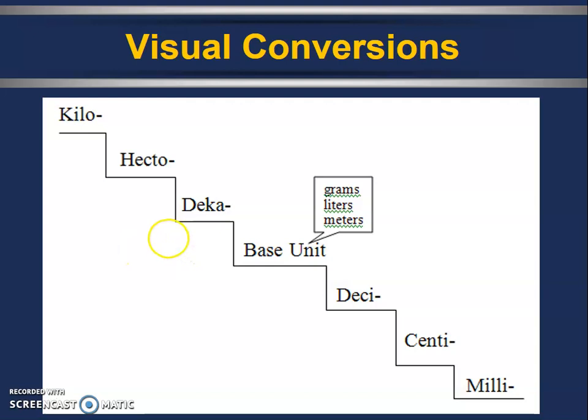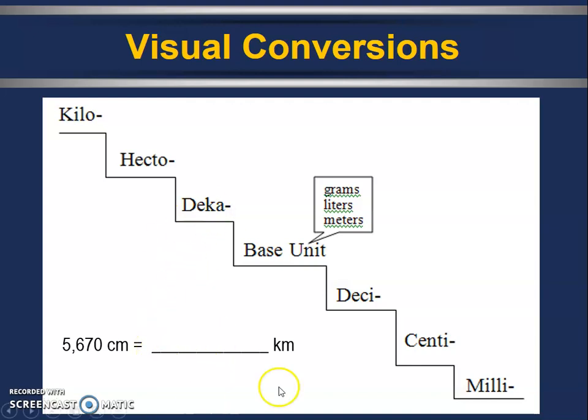Okay, so for example, let's say that I am told that something is 5,670 centimeters, but I need that to be in kilometers. That's what I need it in. How do we convert this? How do we change it? It's great. We just move our decimal.